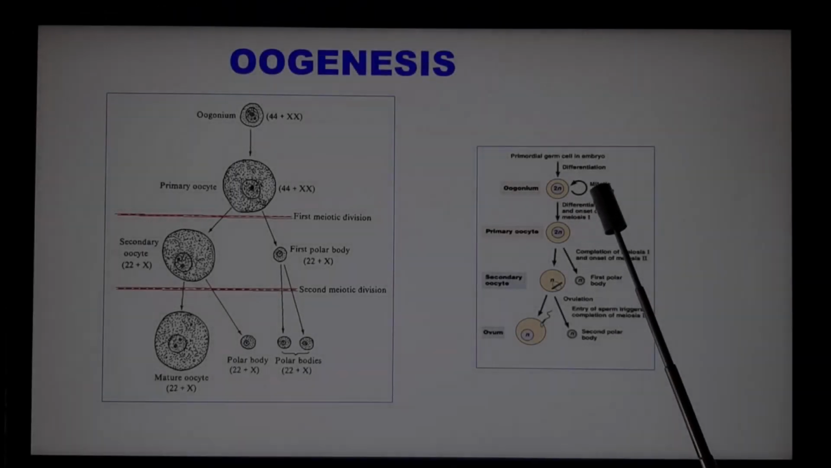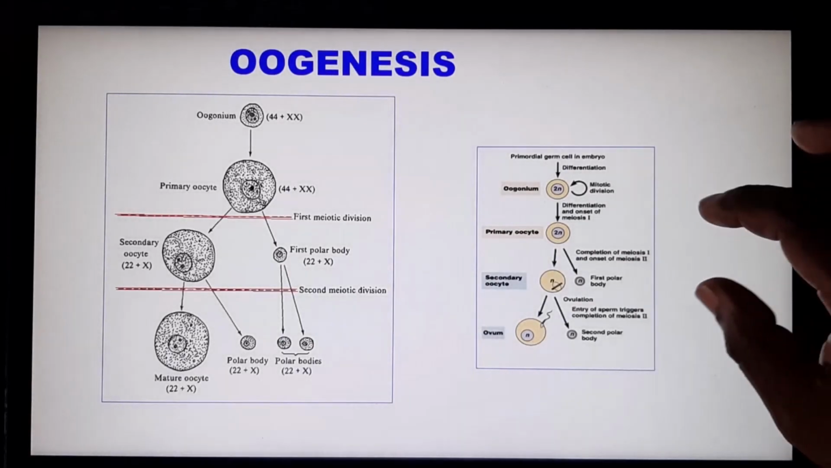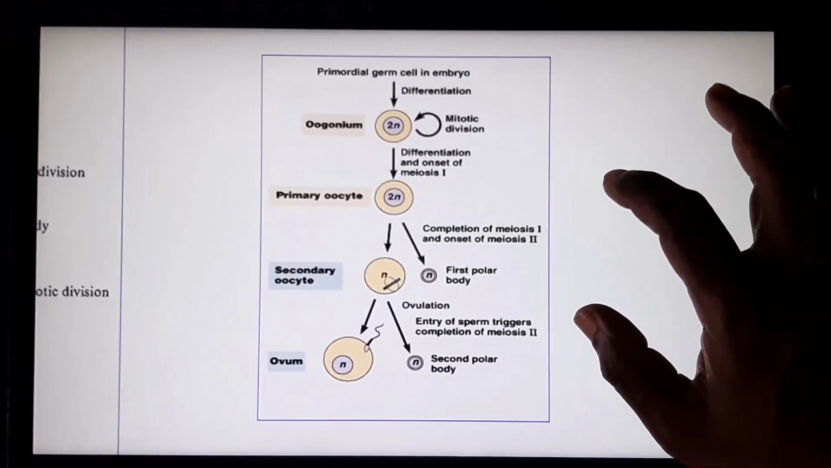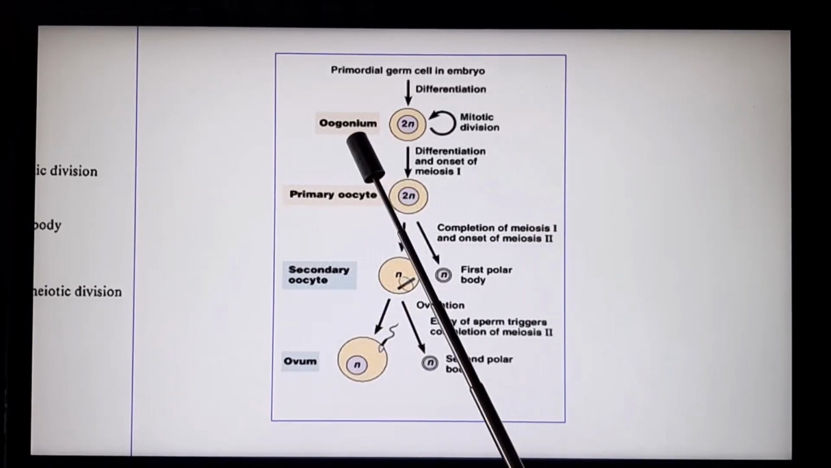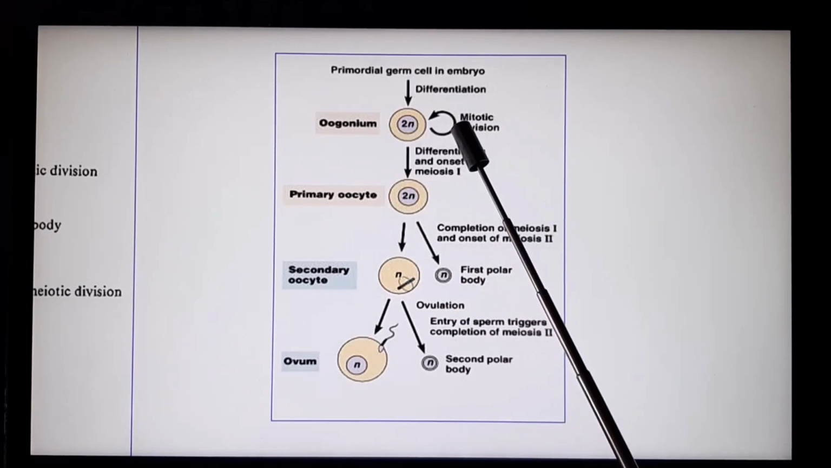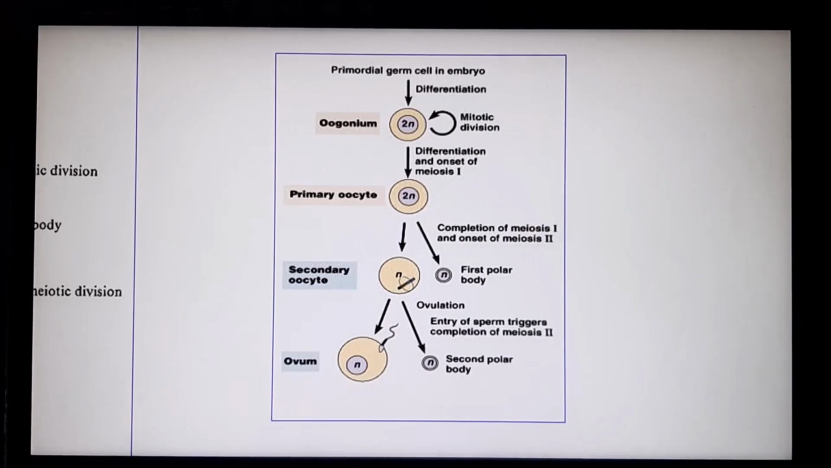Once again, here is another flowchart of the oogenesis you can try to understand. The primordial germ cells enter into the embryo and undergo differentiation, and the oogonium is formed, which is diploid. This again undergoes further mitotic divisions and increases in large number. At this stage, follicular development is taking place parallelly. You know that primary follicle, secondary follicle, tertiary follicle, mature Graafian follicle, etc. are also forming along with that, but here only the development of the oocyte is explained.